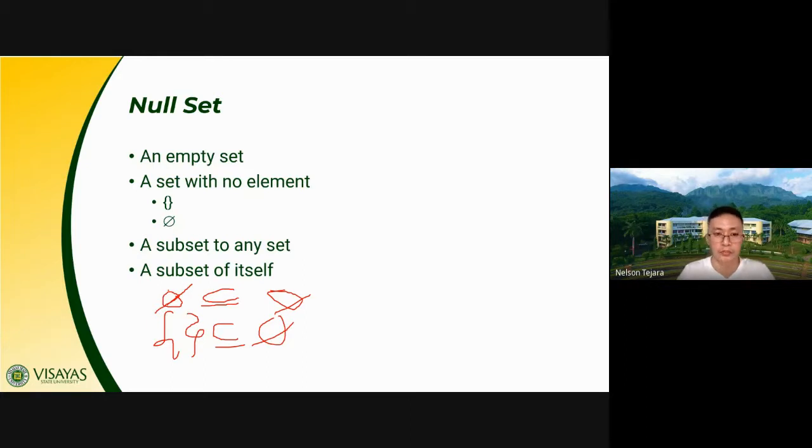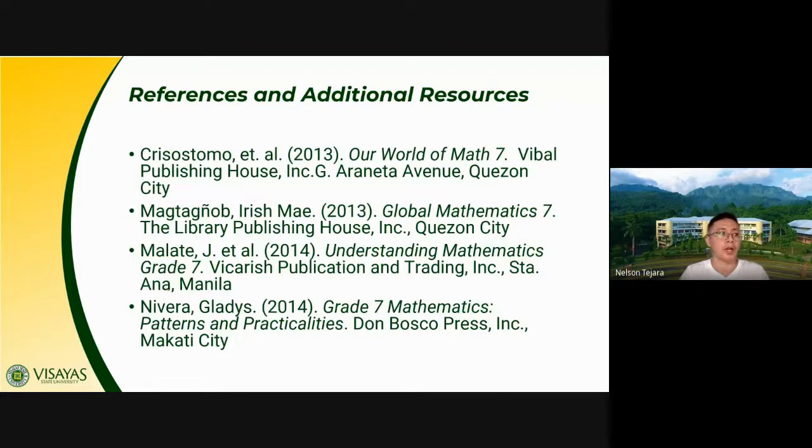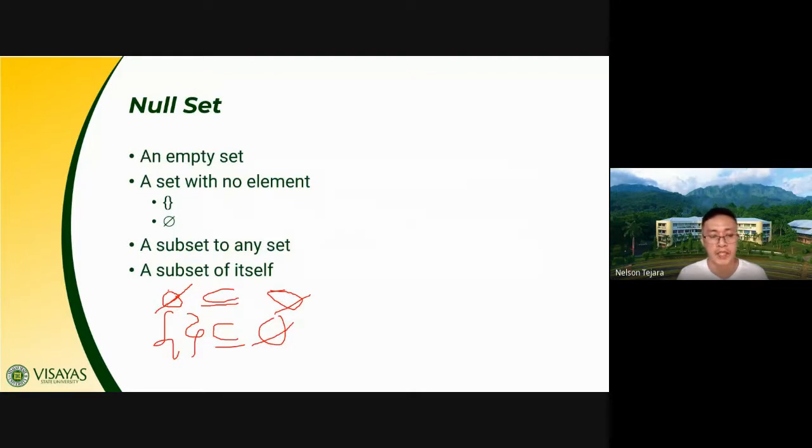Questions, class, or clarifications about equal sets, subsets, proper subsets, disjoint sets, and null sets? Other questions, class, or clarifications? Last questions?